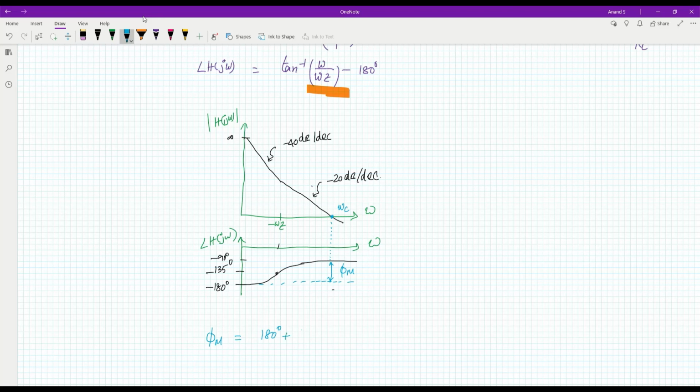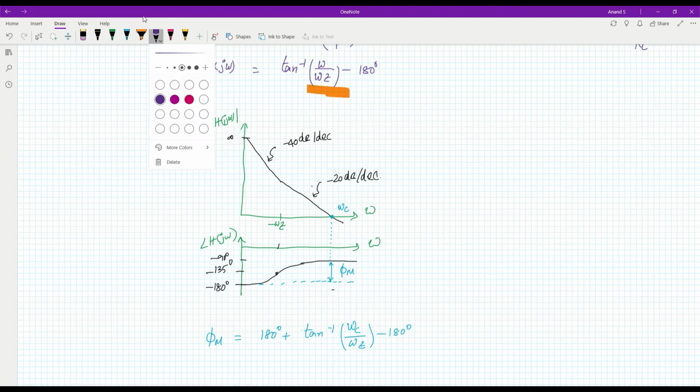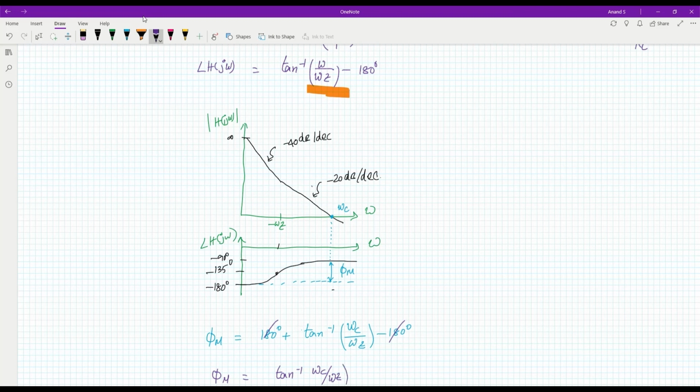180 degree plus, so we have this angle, which is tan inverse of omega c divided by omega z, and we have this minus 180 degree. So we can cancel these two terms, and the phase margin is given by tan inverse of crossover frequency to zero frequency.